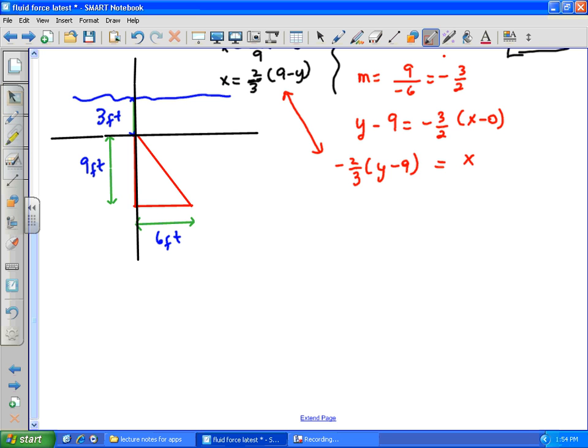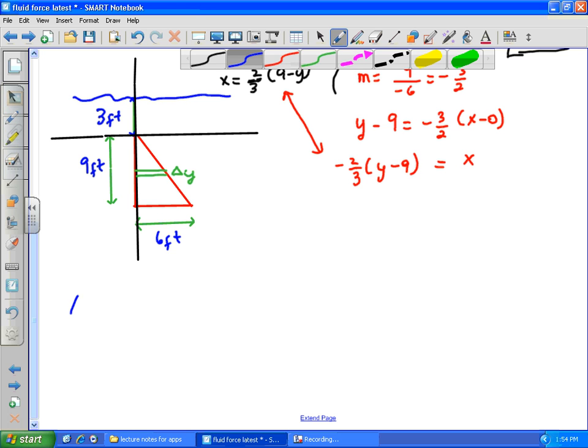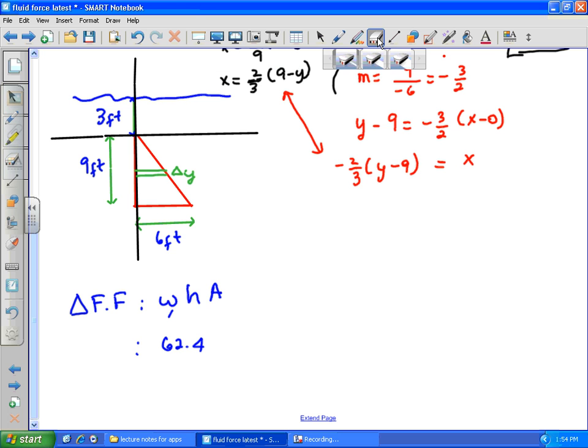Okay. So here's how I place it. Once again, I need to pick my representative rectangle with thickness delta y. And first, I need to concentrate. What is the fluid force on this rectangle? W is always 62.4. Okay, H.